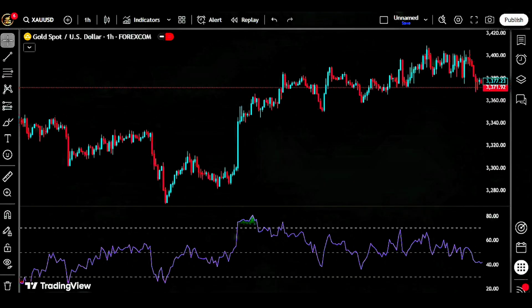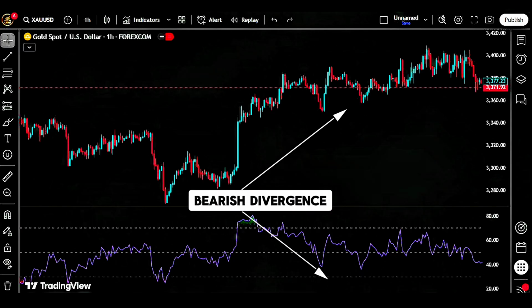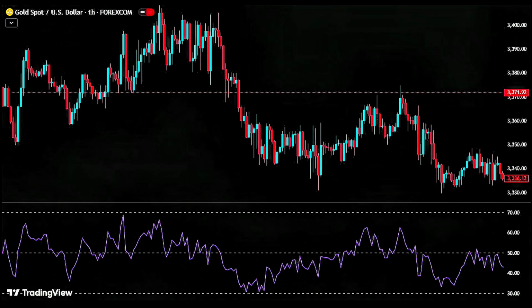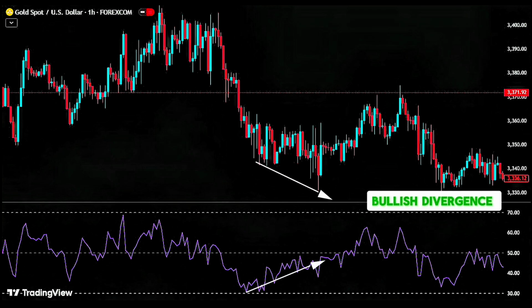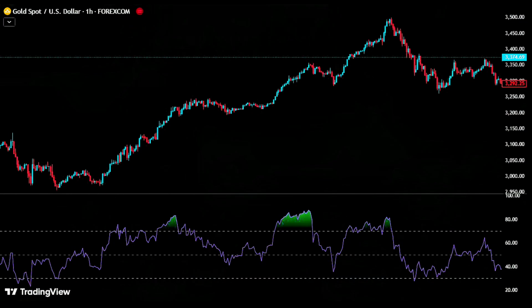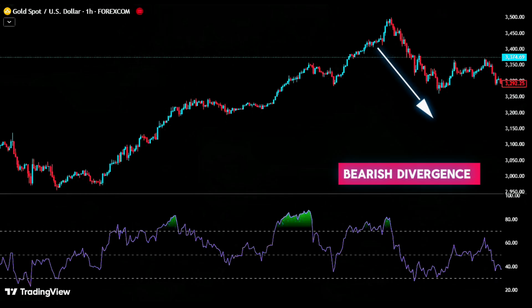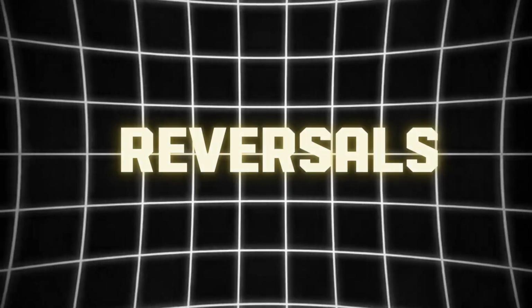On the other hand, if the stock price is rising but RSI is falling, this is known as a bearish divergence. It tells us that the trend is losing strength and the price has a higher chance of moving down. As you can see in this example, the price was falling, but RSI was climbing higher. This was a bullish divergence, and soon after, the price went up. Similarly, in this case, the price was rising while RSI was falling. That's a bearish divergence, and eventually, the price dropped. So now you clearly understand what RSI divergence is and how it signals possible reversals.